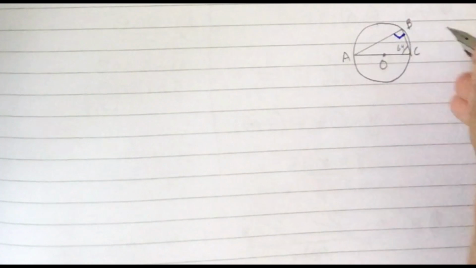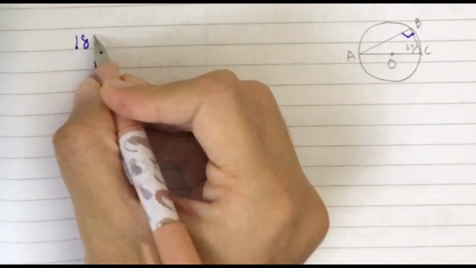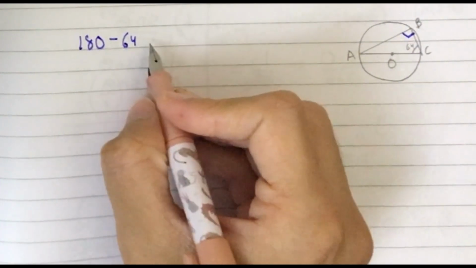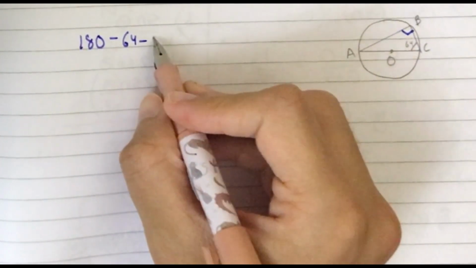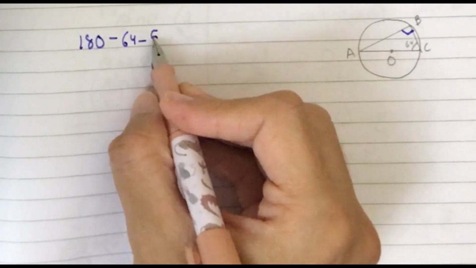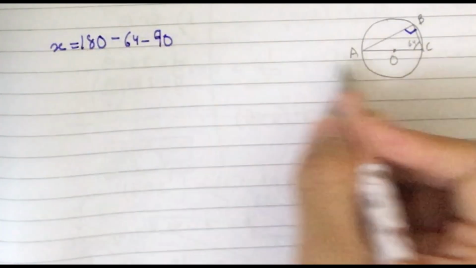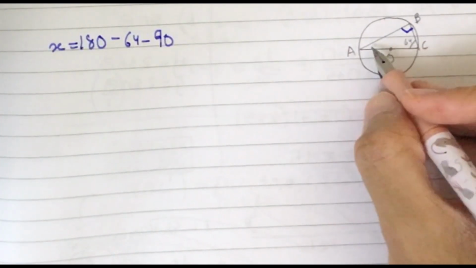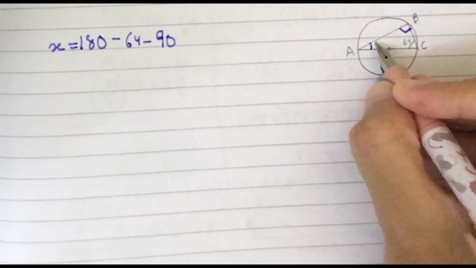And then if you do 180 minus 64 minus the 90 value, and then x is equal to this, this is the x, right? So you will get your angle as basically 26.